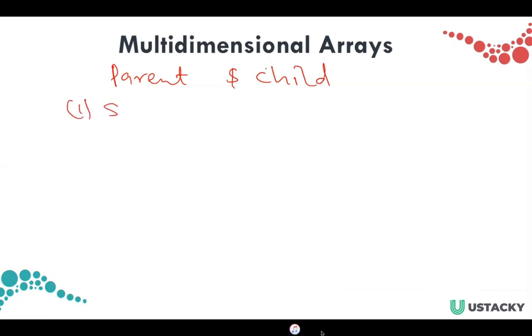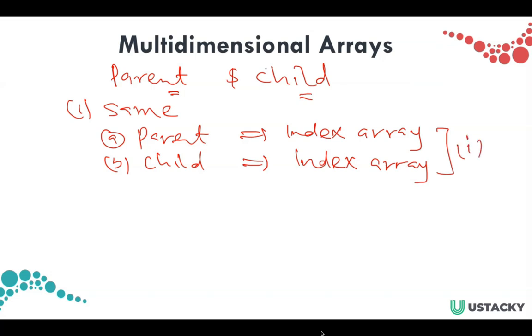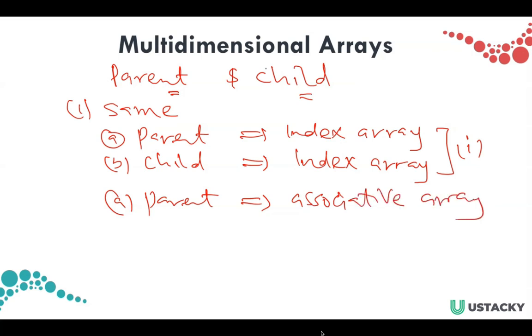The first one is same array. That is, both the parent and the child are of the same array type. For example, the parent can be an index array, and the child is also an index array. So this is a possibility. And the other one is a parent can be an associative array, and the child can also be an associative array. This is also a possibility. So these are the two forms under same array.